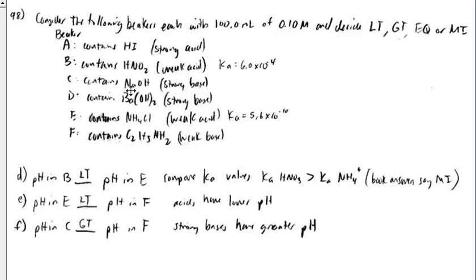In beaker C, you're dealing with a strong base, sodium hydroxide, and in F, you're dealing with a weak base. So both things should have a pH above 7, but C should have an even higher pH because it's a stronger base.